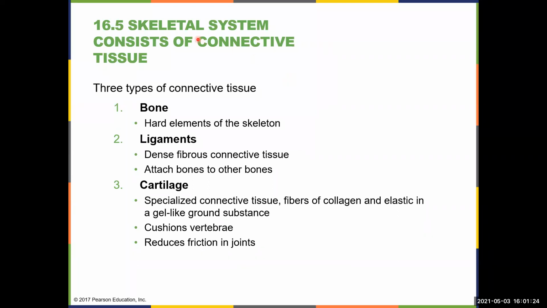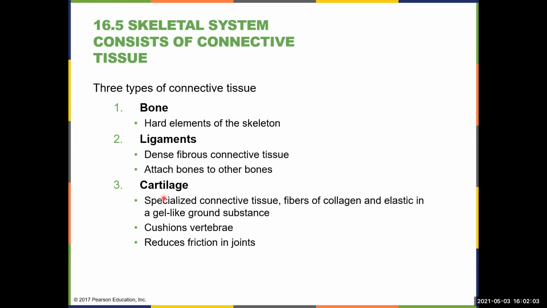All right, so first, skeletal system. The skeletal system is made up of multiple types of connective tissues. The body has three types of connective tissues. You have bone, ligaments, and cartilage. The bone are basically hard elements of the skeleton. The ligaments are dense fibrous connective tissues, and ligaments specifically attach bone to bone. We'll learn about tendons in a little bit, where those attach muscle to bone.